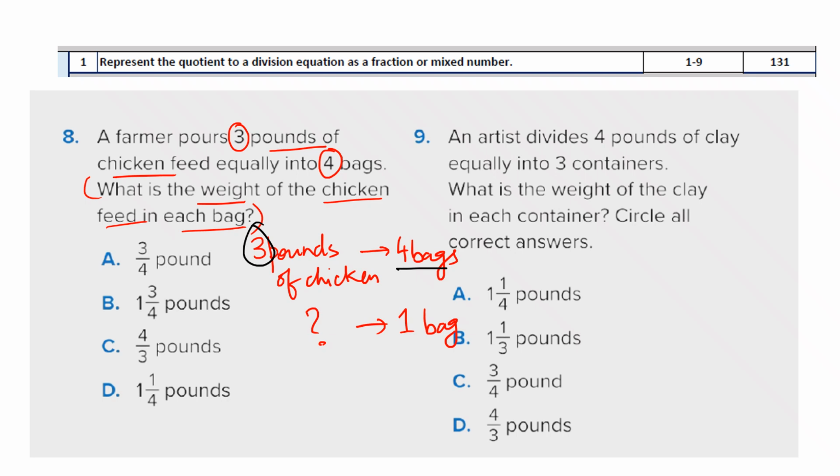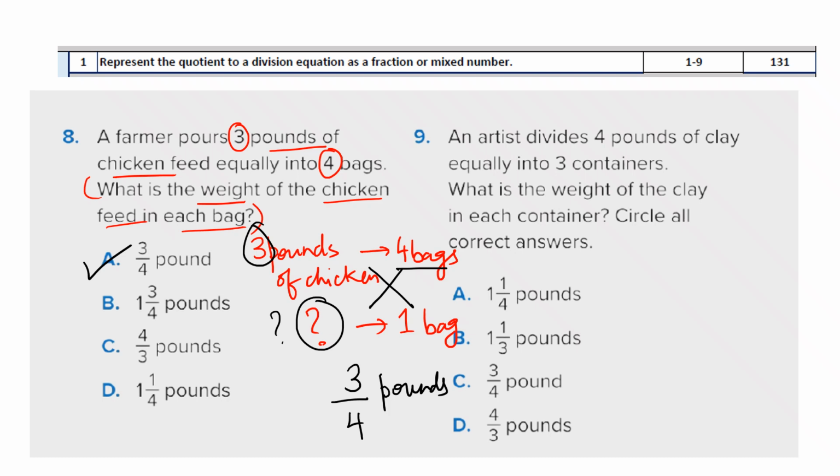So usually you do cross multiplication. You do the multiplication like this. So 3 times 1, we need to find this question mark. We don't know this. Okay. So how do you find? 3 times 1 multiply. So 3 and divided by 4. So what is your answer? 3 by 4 pounds. A. Okay. This is how you solve it, right?